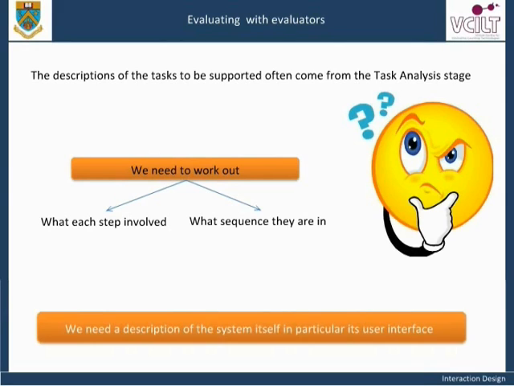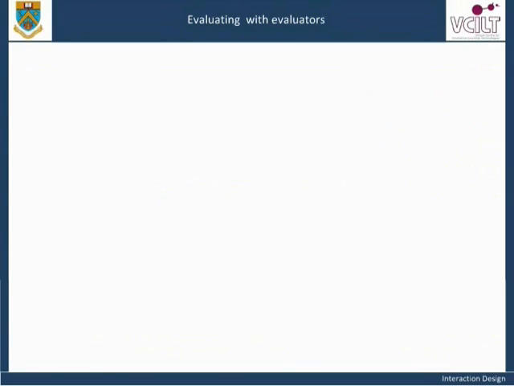Finally, we need a description of the system itself, in particular its user interfaces. This may be an implementation of the interface, a prototype, or some mock-up drawn on paper, just so long as the task can be stepped through using the description given. Now that our inputs have been defined and our analyst selected, we can proceed with the evaluation.